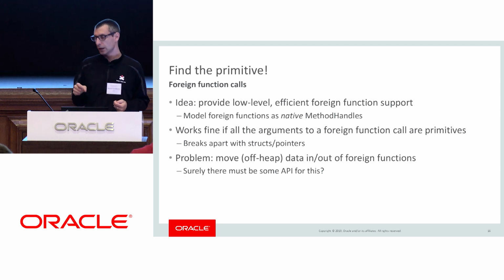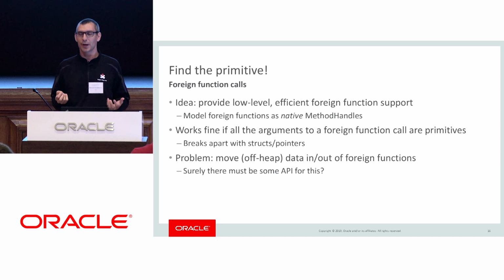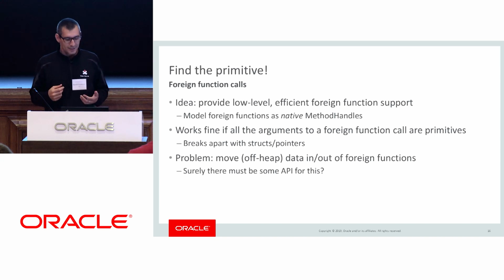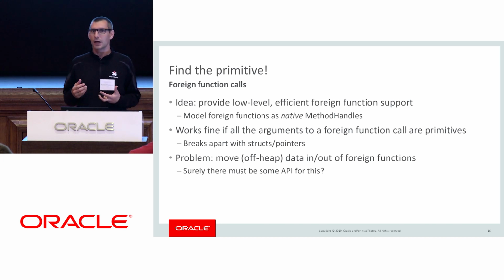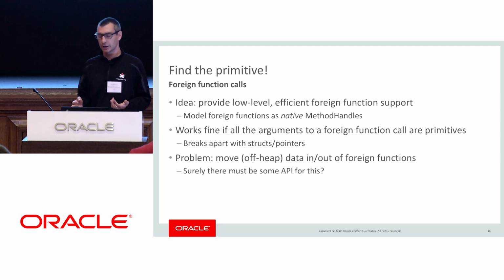So it works well if your native call is only dealing with primitive types. That's because essentially Java carriers are good enough for expressing all the primitive types that there are in native functions. But as soon as your functions start accepting structs or pointers to structs, things get a lot more messy, because then you need some way to move data in and out of the function. So essentially you need some way to create data off heap. So surely there must be a way to create data off heap, right, in the JDK?